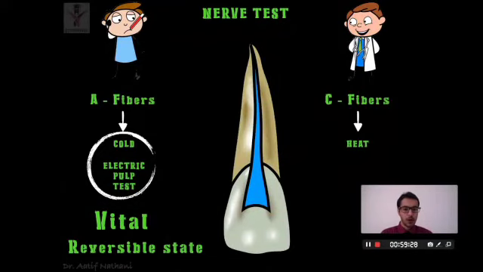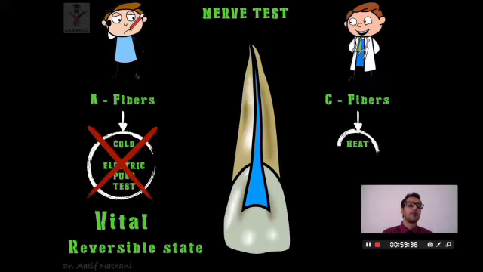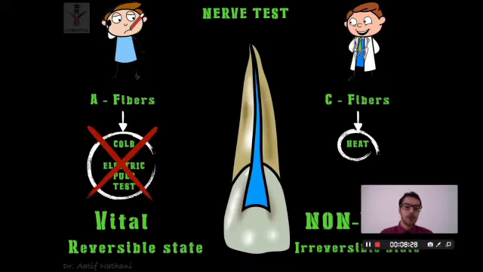If these tests do not give you any kind of indication or any response, then you have to jump onto the heat test. When you are done with the heat test, then you will get to know whether the pulp is non-vital or not, or is in a reversible state or not.